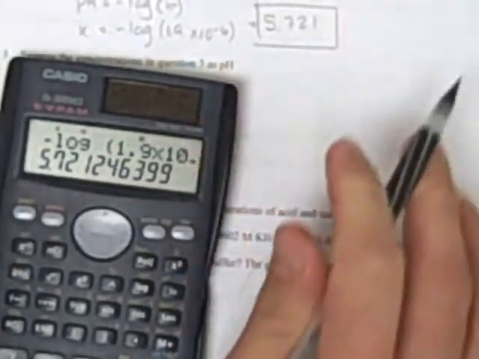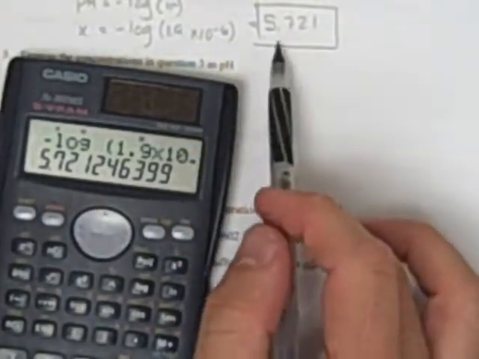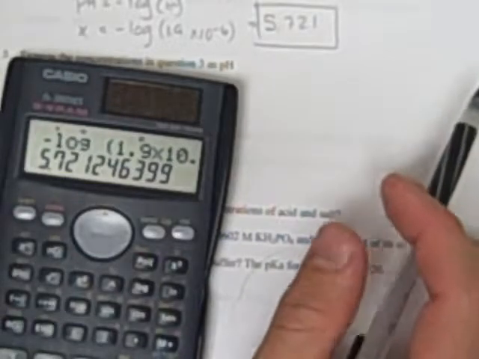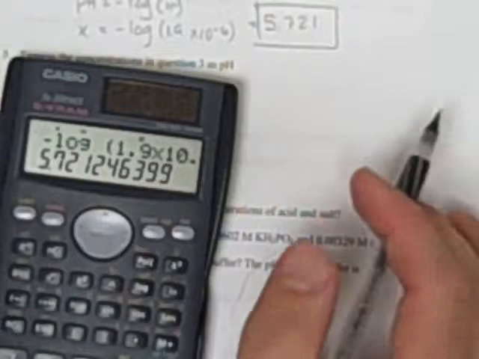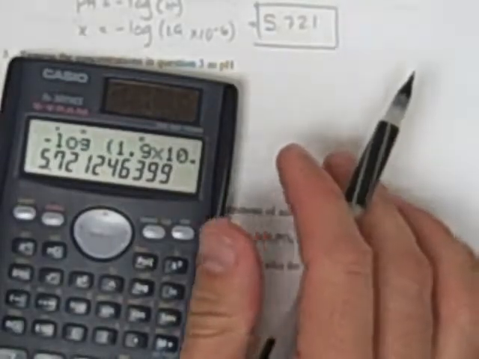Nice thing about pH problems is you know they're always going to be somewhere between 0 and 14. So if you ended up with some number like 80 or 57 or who knows what outside of that range, you know that you've committed an error.